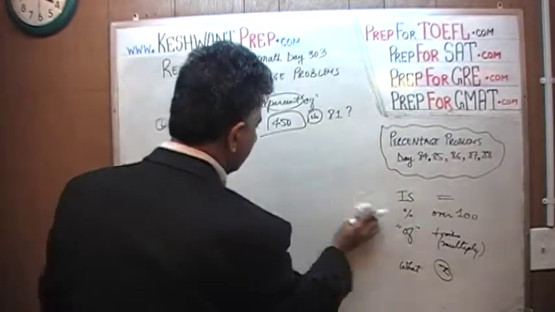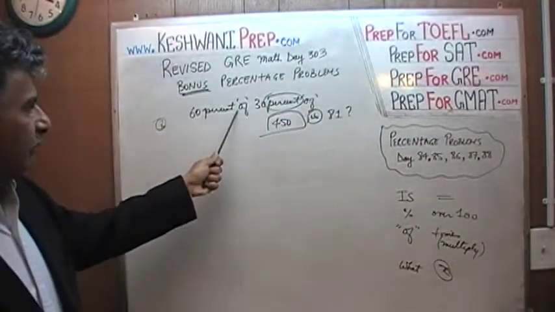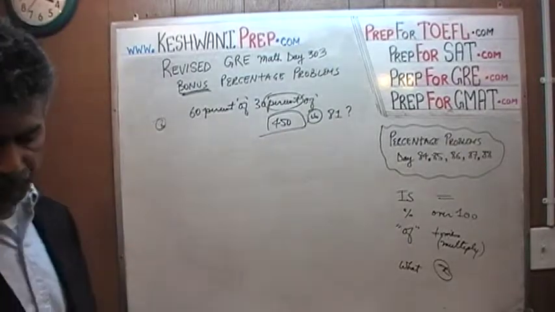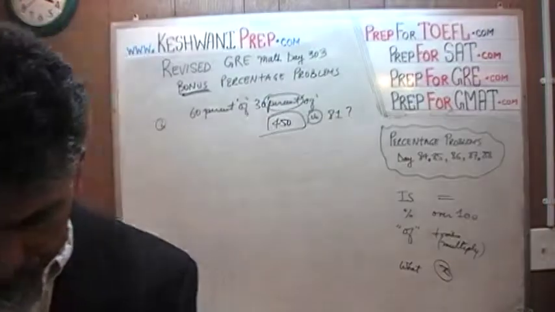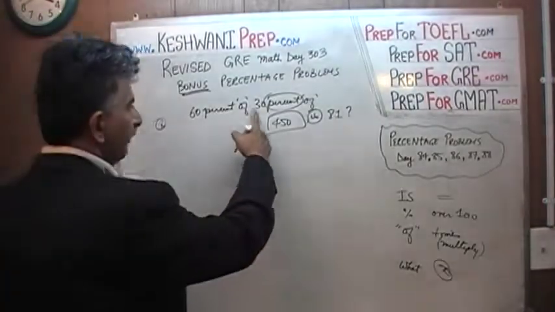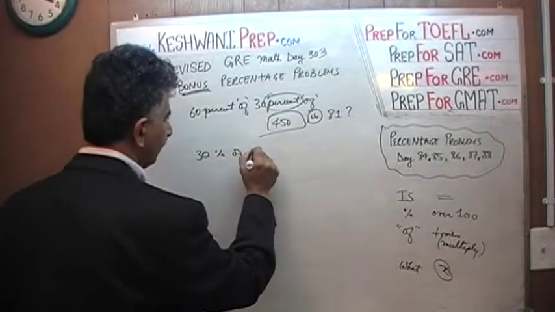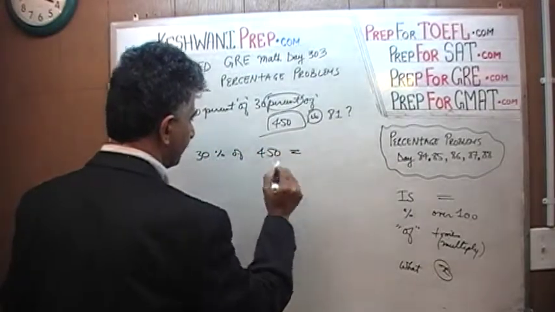This is what we're claiming. What we're claiming is that 60% of 30% of 450 is 81. Well, let's find out, shall we? Let's find out very quickly if that makes any sense. So first find out 30% of 450. 30% of 450 is how much?